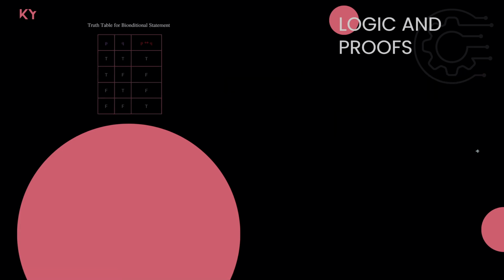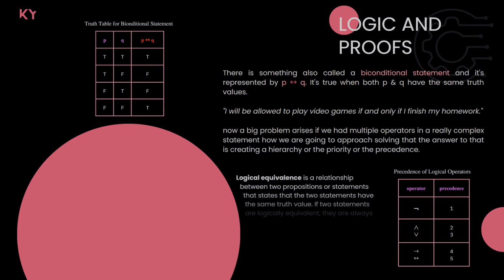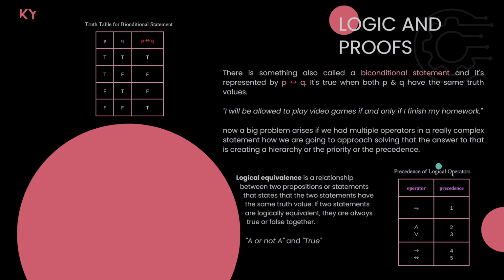Our main point here was to get a few concepts together. The other is this precedence table, which we'll see. But before that, let's look at the biconditional statement. In a biconditional statement, the dependency depends on both statements. P implies Q, and Q implies P, with an AND operator in between.